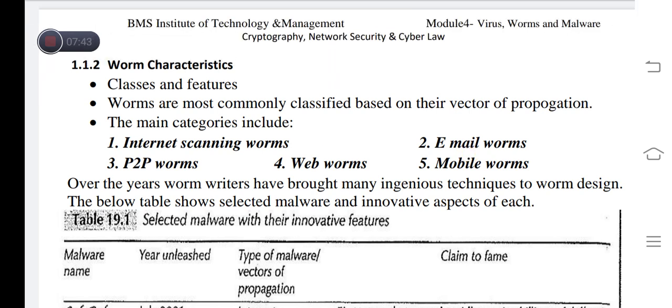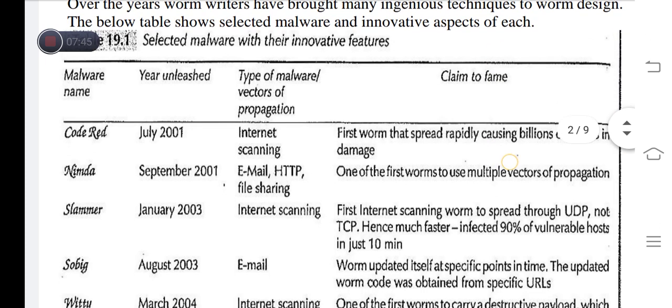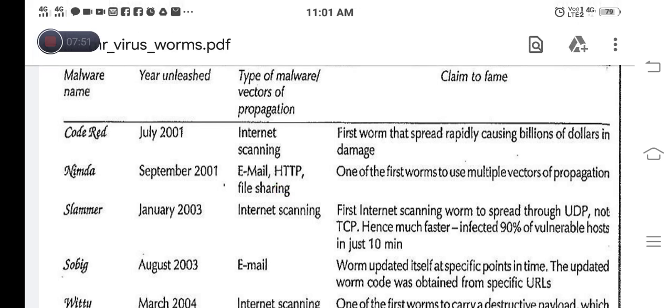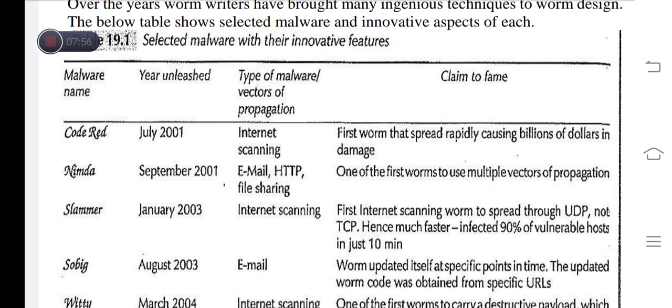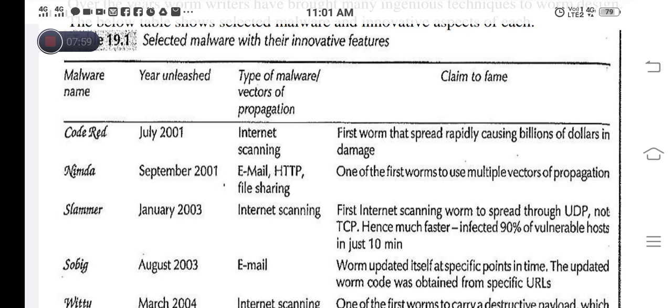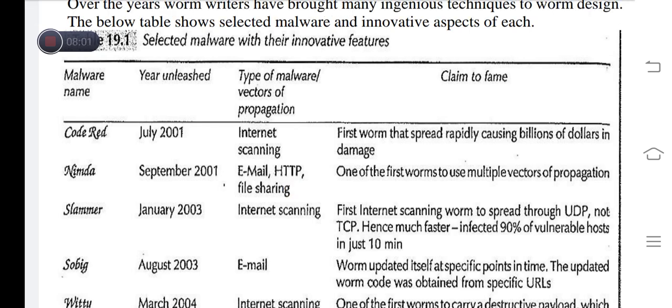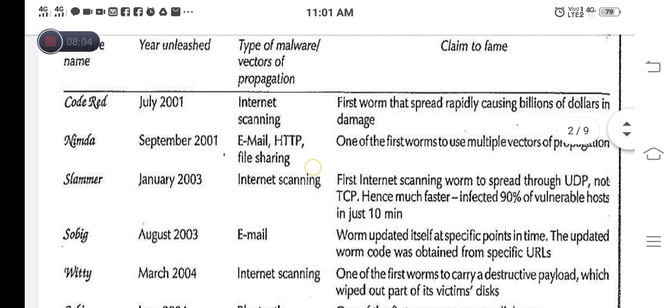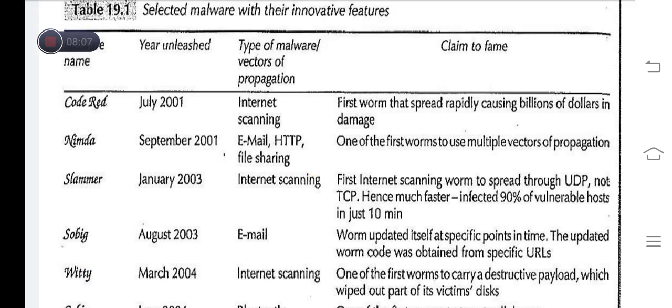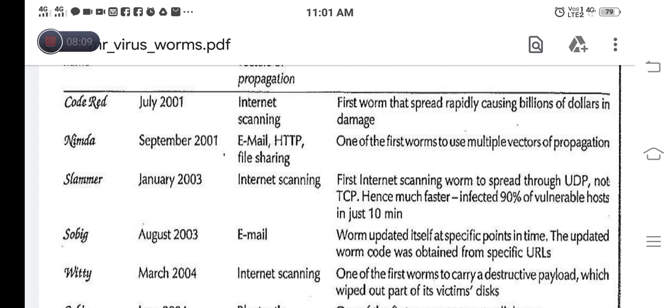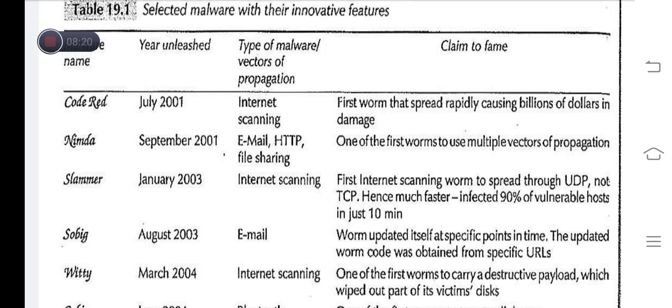Here in this table we are seeing the various malware names as well as the type of the malware, or the vector of propagation. Vector of propagation is nothing but the method used by this particular malware to spread the worms. So for example, here we are seeing the VT. It makes use of internet scanning. Similarly, Code Red makes use of internet scanning. Slammer also makes use of internet scanning. That is the category, for example, internet scanning.